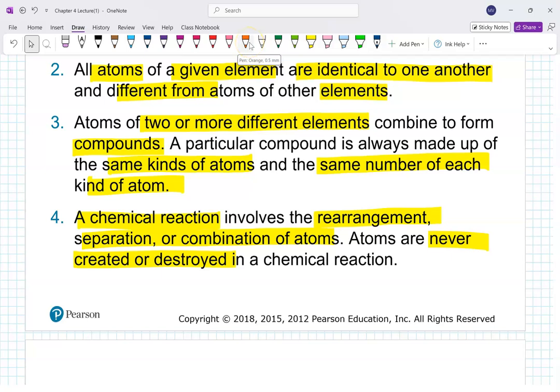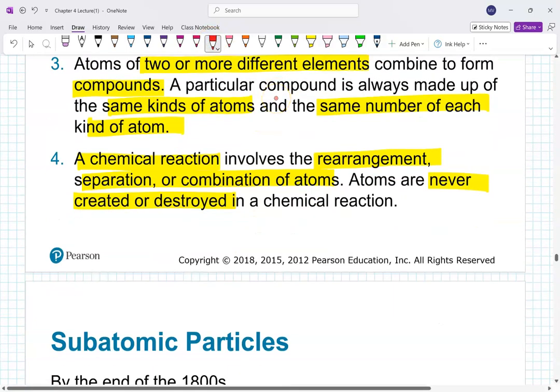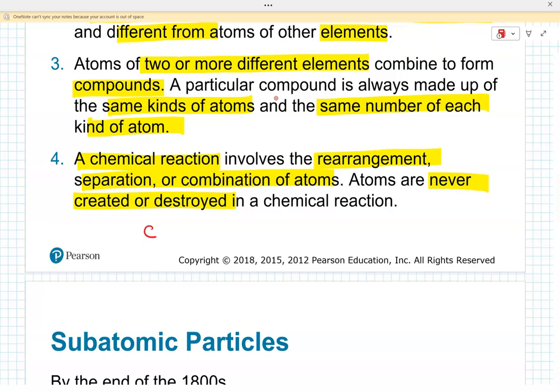I'm trying to think of a reasonable example to show the combination, rearrangement, or separation. So let's say you have carbon, an element, everybody agrees with me, and oxygen, also an element. Oxygen exists as a molecule that consists of two atoms. That number 2 means that in a molecule of oxygen there are two oxygen atoms that are identical. Are you with me? So burn carbon in oxygen, you get carbon dioxide.